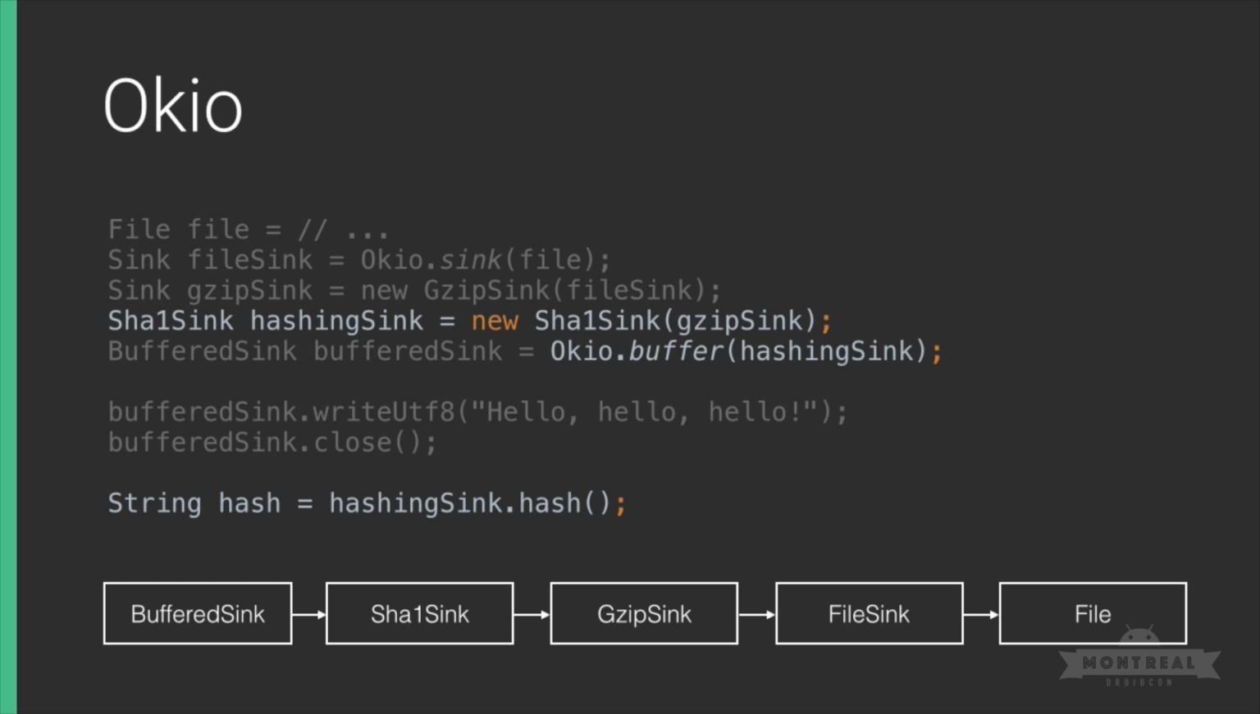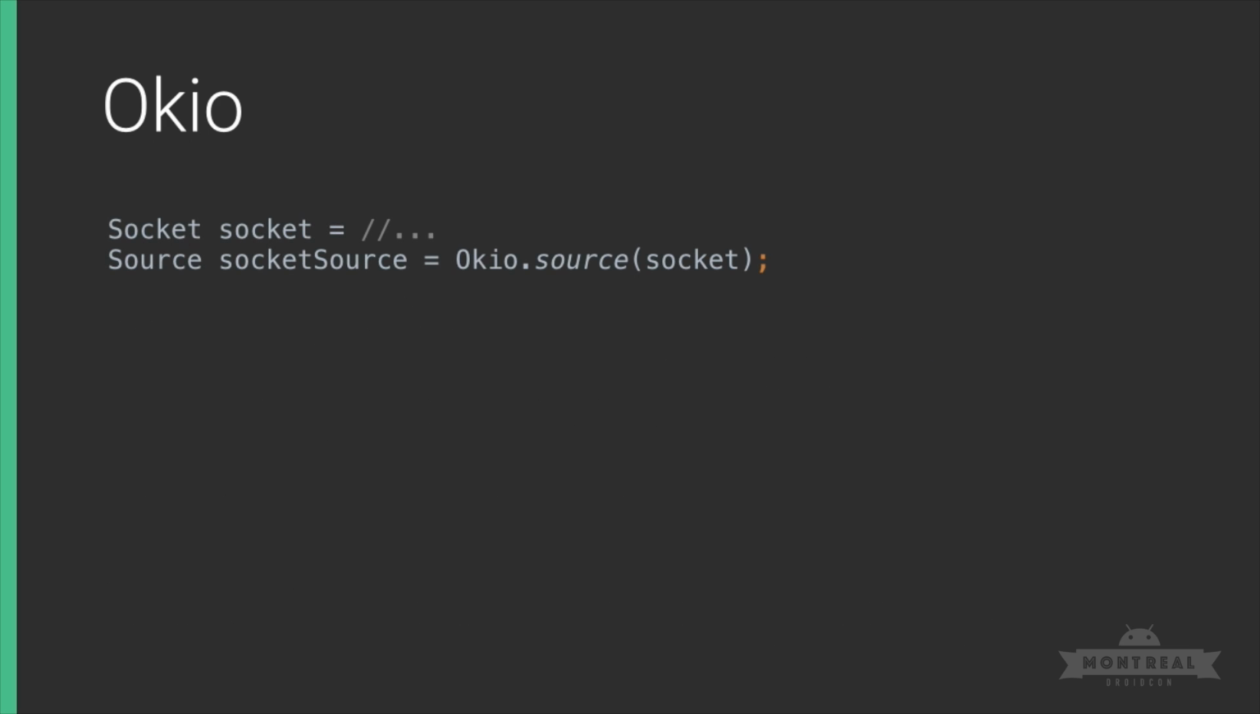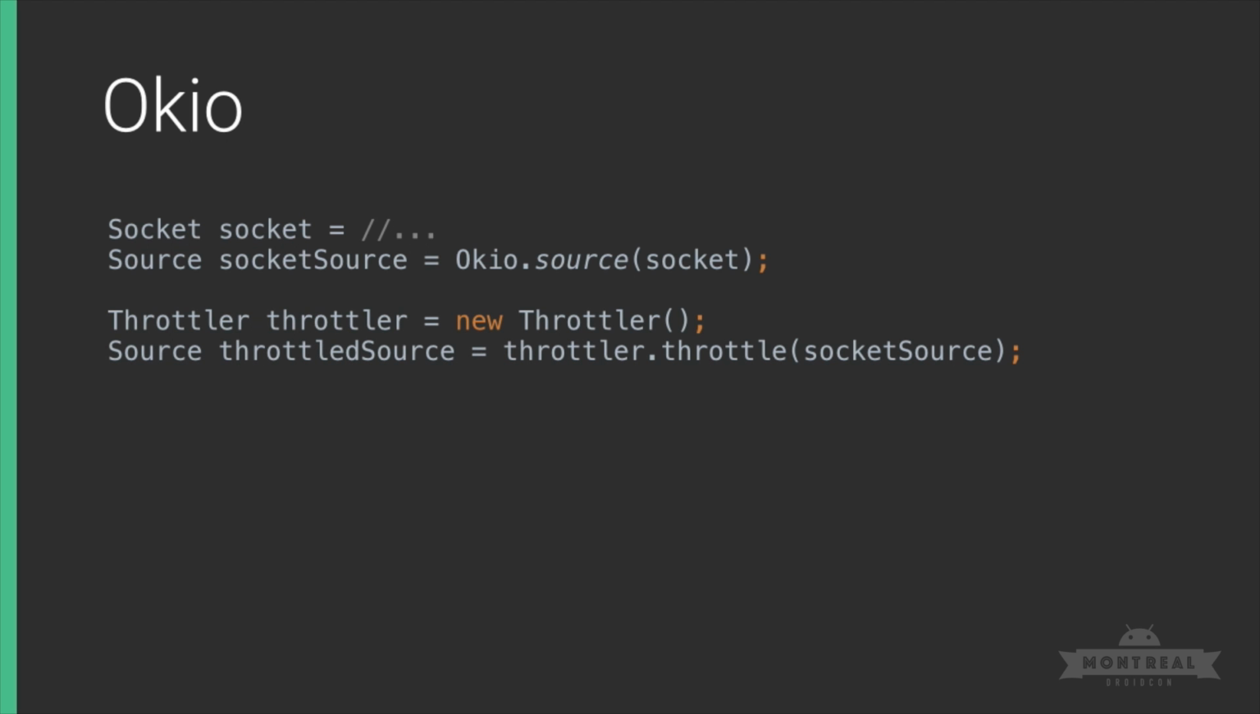Another really cool example is, rather than modifying the data that flows through or observing the data that flows through, we can actually change how the data flows through, such as with speed. So let's take a socket and we'll wrap it. And we create a hypothetical class called throttler. The throttler is going to take our socket source and it's going to create a throttled source. And you'll see this is still a source, so the throttling is an implementation detail.